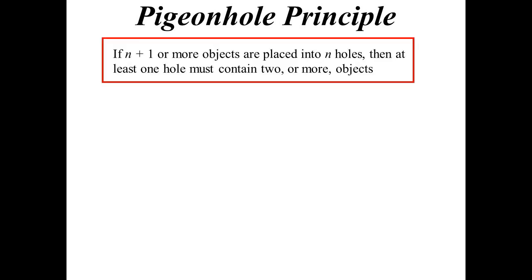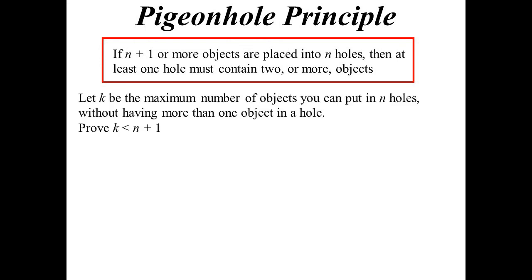We're going to finish off combinatorics by looking at this thing called the pigeonhole principle. It's a fairly basic idea. Simply this: if you've got n plus 1 or more objects, and you've got to put them into n holes or containers, then there must be at least one hole that has 2 or more objects. That's pretty much the pigeonhole principle.